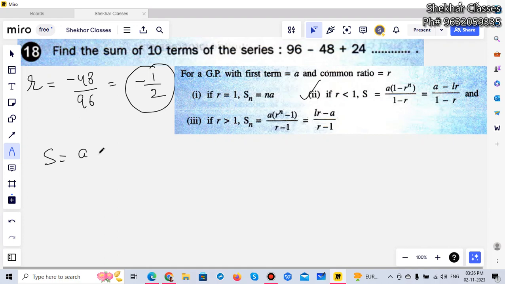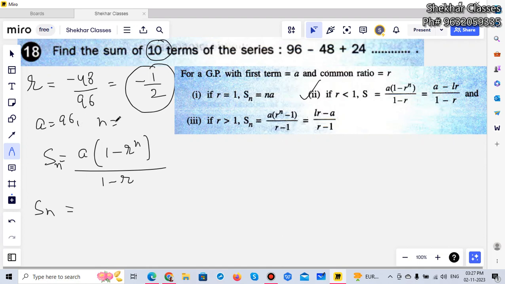So S will be A times 1 minus R to the power n, the whole upon 1 minus R. So let's put it here. S is the sum up to the nth term. Now what do we have here? Have they given the number of terms? Yes, they have given n is equal to 10 terms. And what is the first term? A is equal to 96. So I can write A is 96 and n is equal to 10.